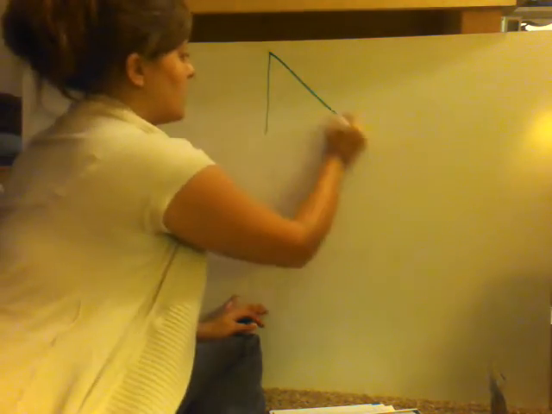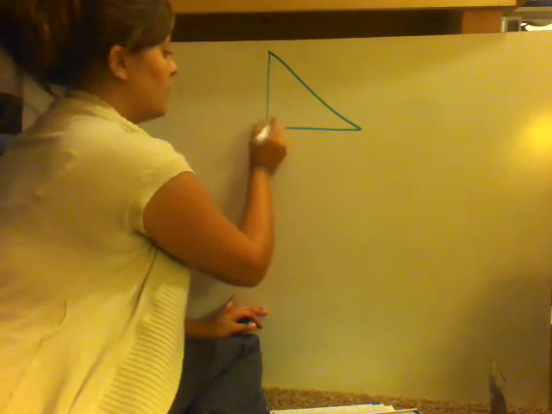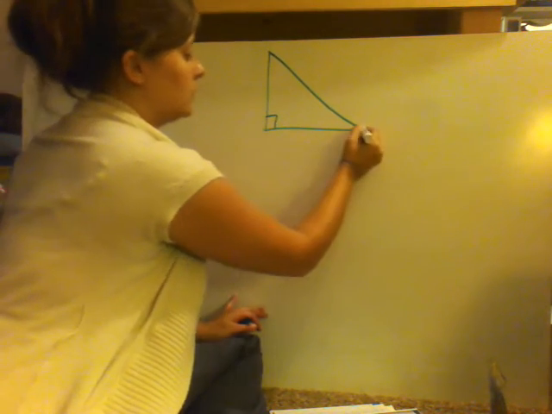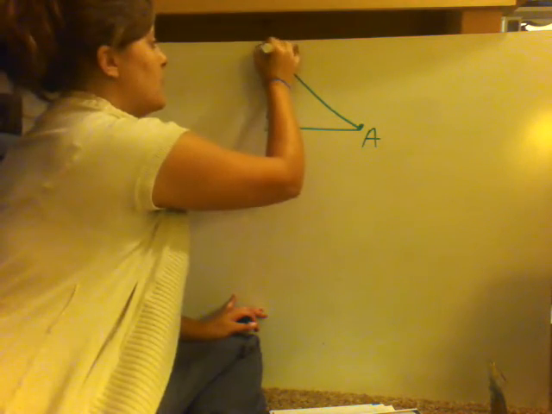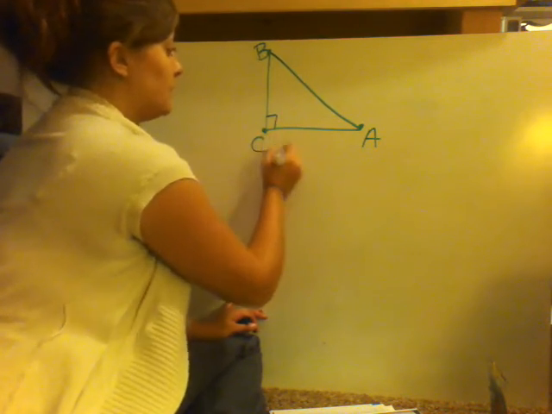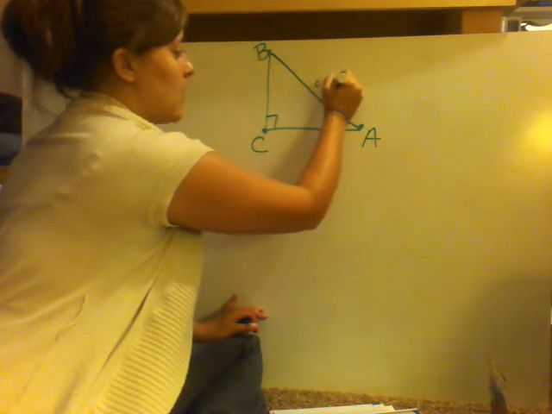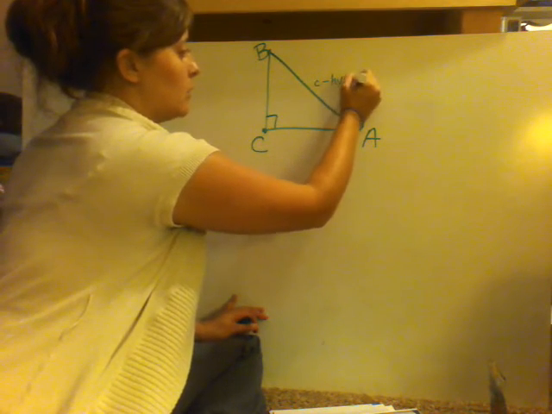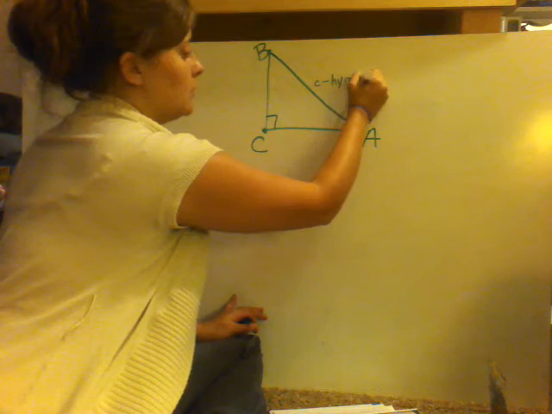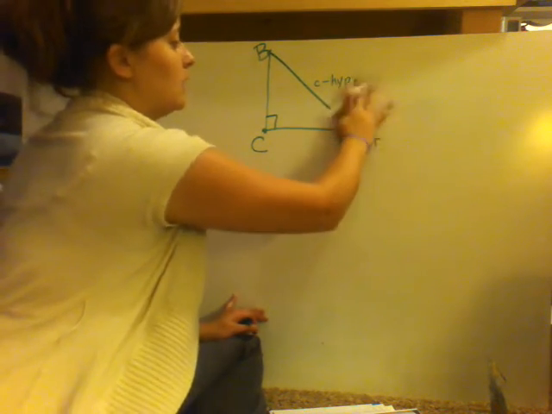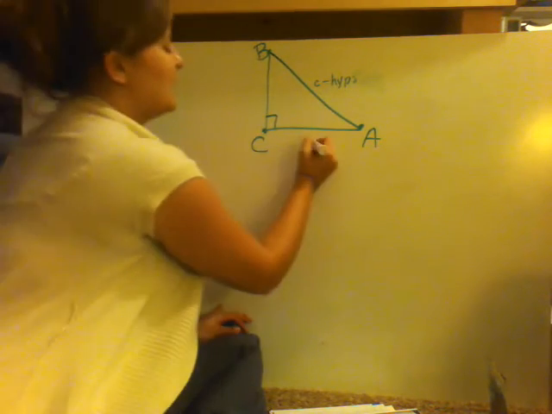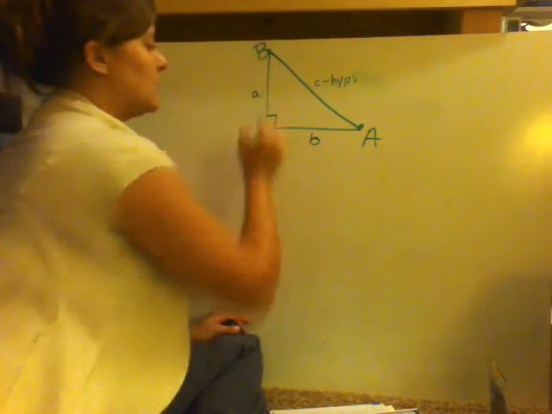So I've got my triangle. I'm going to have my right angle. I'm going to say this is angle A, this is angle B, and this is angle C. I'm going to make this my little c, or the hypotenuse. Hypotenuse. I suck at spelling. Okay, the hypotenuse. This is going to be little b, and this is going to be little a.